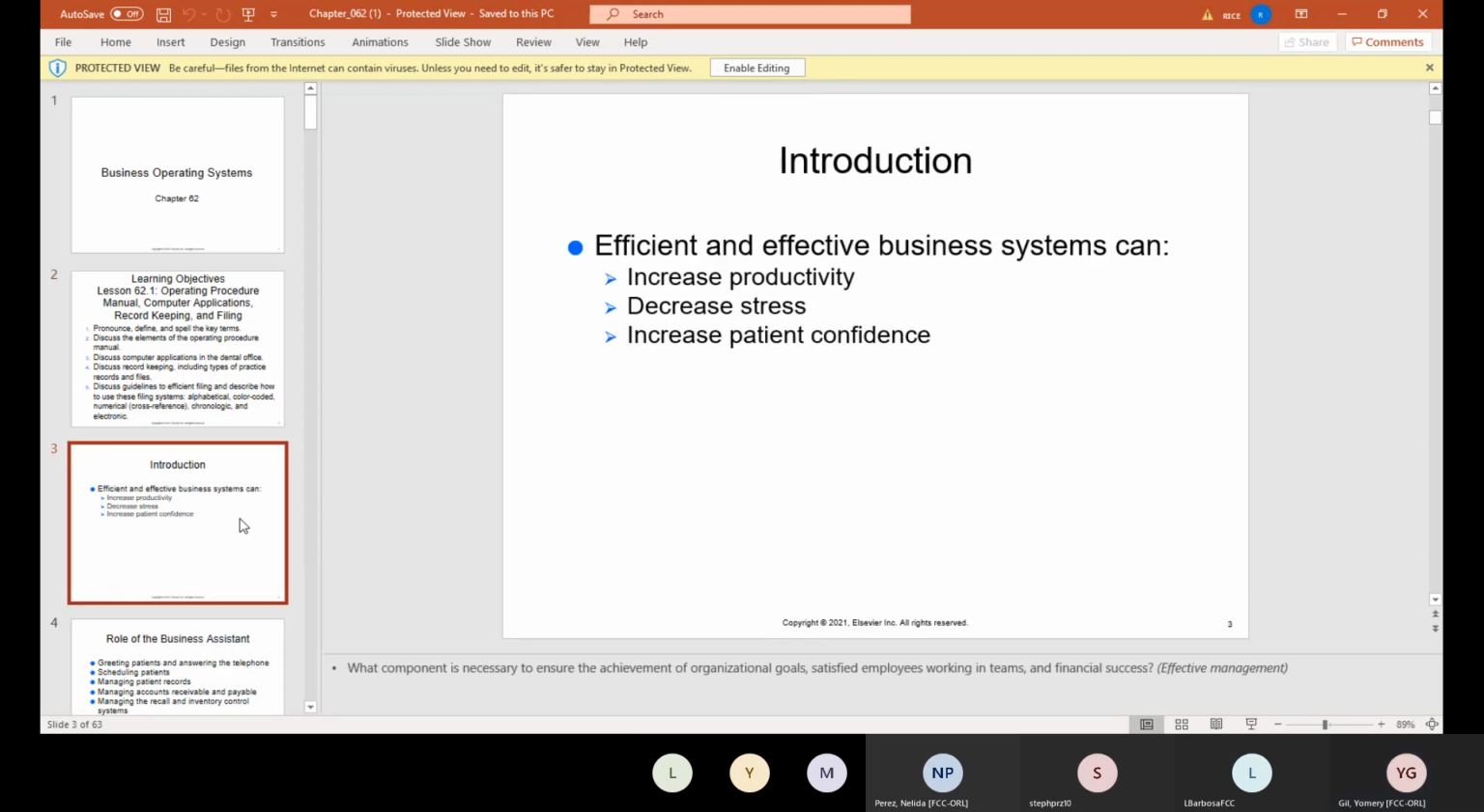So efficient and effective business systems can increase productivity, decrease stress, and increase patient confidence. Of course, everybody wants to be in an office where everybody knows what they're doing, right? You don't want to go into an office where everybody's doing their own thing, nobody has any type of communication, stuff gets lost, stuff doesn't get answered, etc.